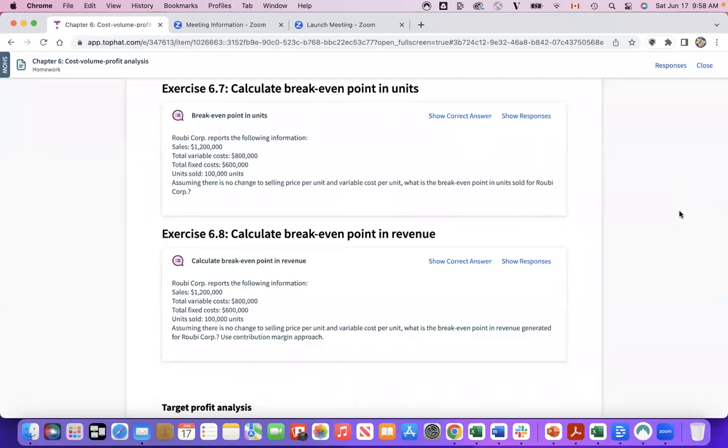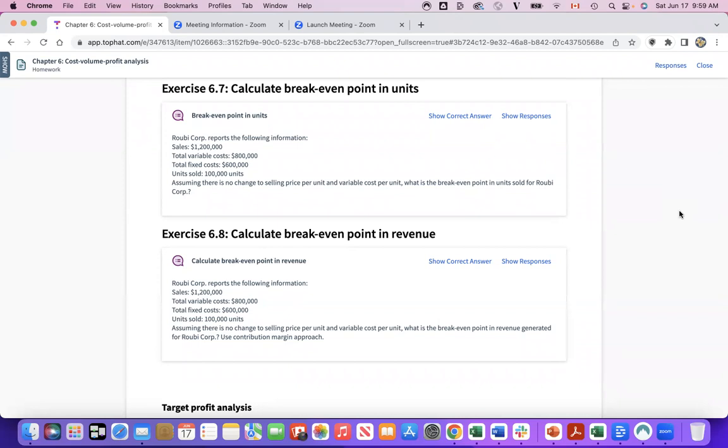All right, let's talk about break-even point using contribution margin information. We're going to look at exercises 6.7 and 6.8. We're going to calculate break-even point in both the number of units you have to sell in order to break even and the amount of revenue you need to generate in order to break even.